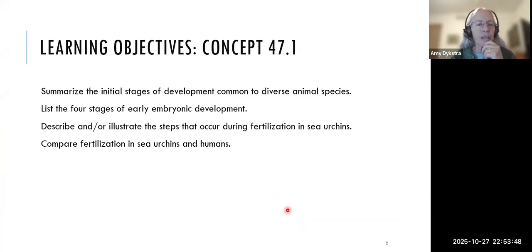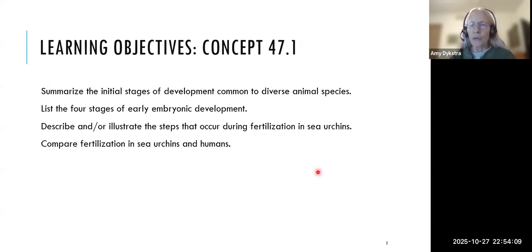And we're going to focus today on fertilization. So I want you to be able to describe or illustrate the steps that occur during fertilization in sea urchins and then compare that to what happens in humans. So that's where you get the diverse animal species.